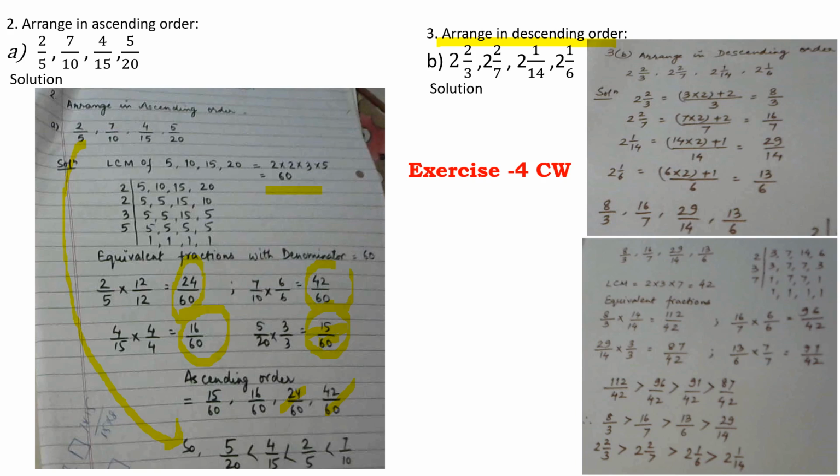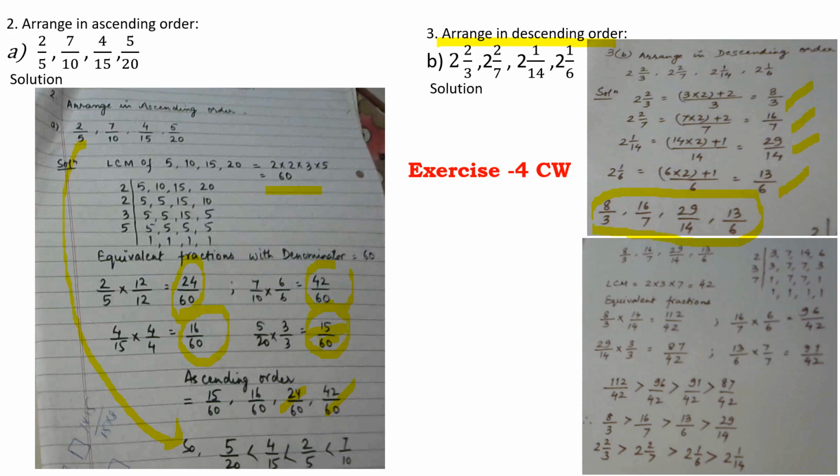2 whole 2 by 3 becomes 8 by 3. 2 whole 2 by 7 becomes 16 by 7. 2 whole 1 by 14 becomes 29 by 14 and 2 whole 1 by 6 becomes 13 by 6. So the fractions are 8 by 3, 16 by 7, 29 by 14 and 13 by 6.